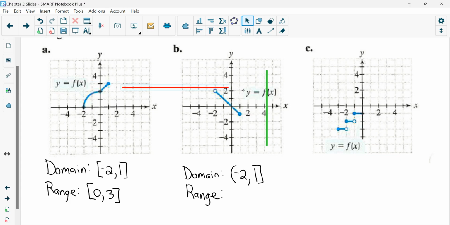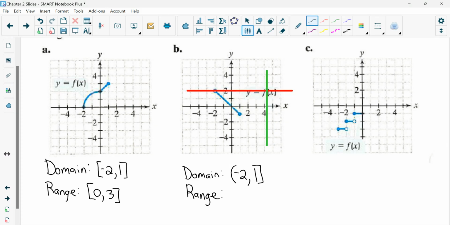And then for our range, how low is it going? Lowest we're going is -1. Our highest is 2, but we have an open dot on that 2. So it would be a bracket with a -1 and 2 with a parenthesis.